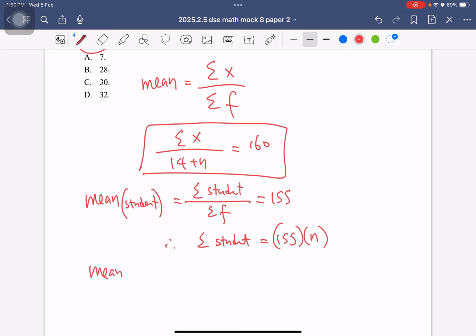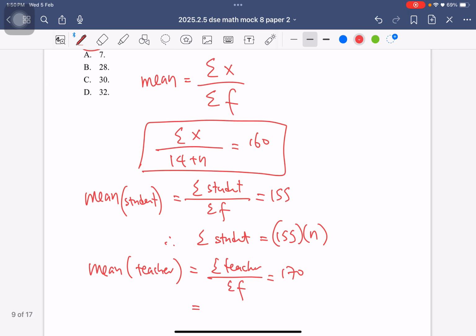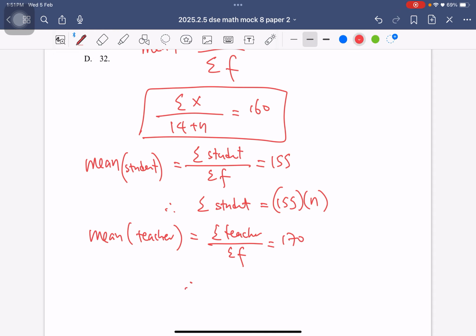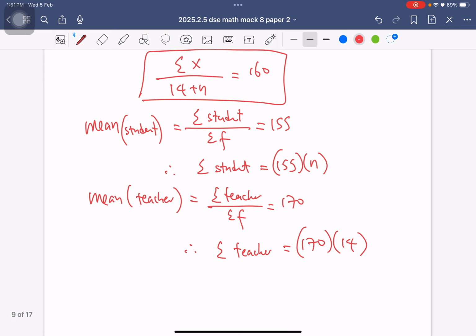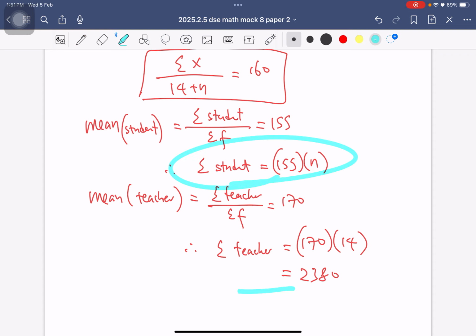Then the mean of the teachers is equal to the sum of the teachers divided by the sum of the frequency of the teachers, which should be equal to 170, isn't it? Then what is the sum of the teachers? The sum of the teachers is equal to 170 times the total frequency, which is 14. This is giving you 2380. So this is the sum of the students, and this is the sum of the teachers. Then the total sum is just adding them up, isn't it?